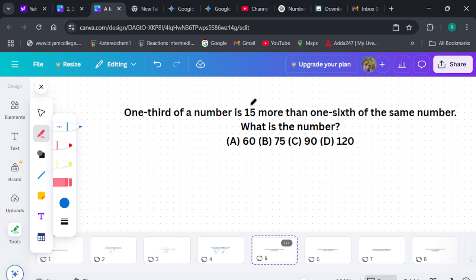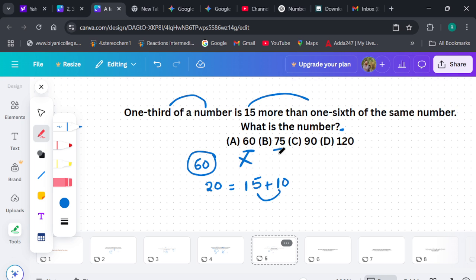One third of a number is 15 more than one sixth of a number. Okay, so there is a number. One third of that number is 15 more than one sixth of that number. What is that number, is the question. If I take that number as 60, then one third of that number is 20, right? One third of the number is equal to, that is what they are saying, 15 more than one sixth of that number. One sixth of 60 is 10. So is it equal? No. So this option is wrong.